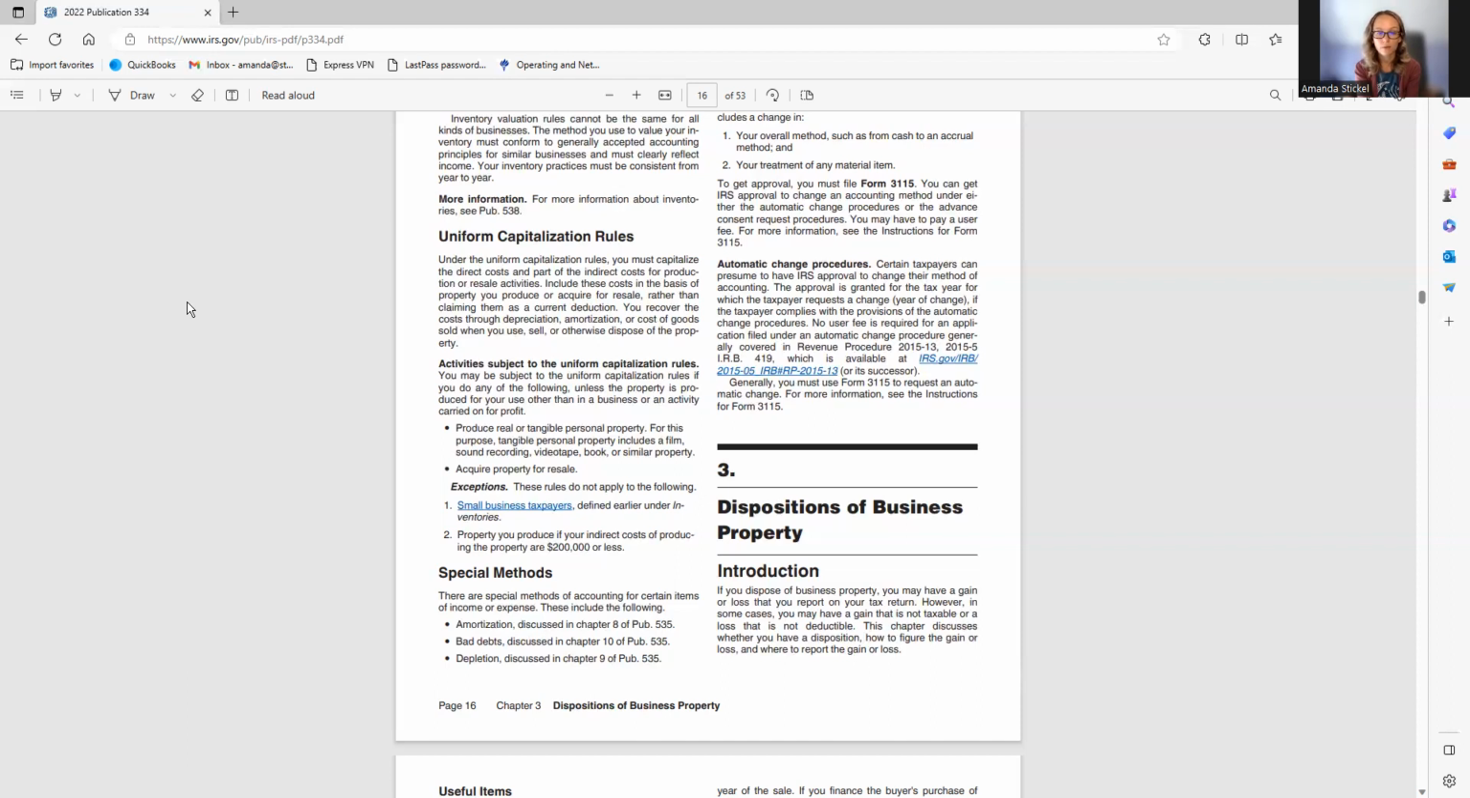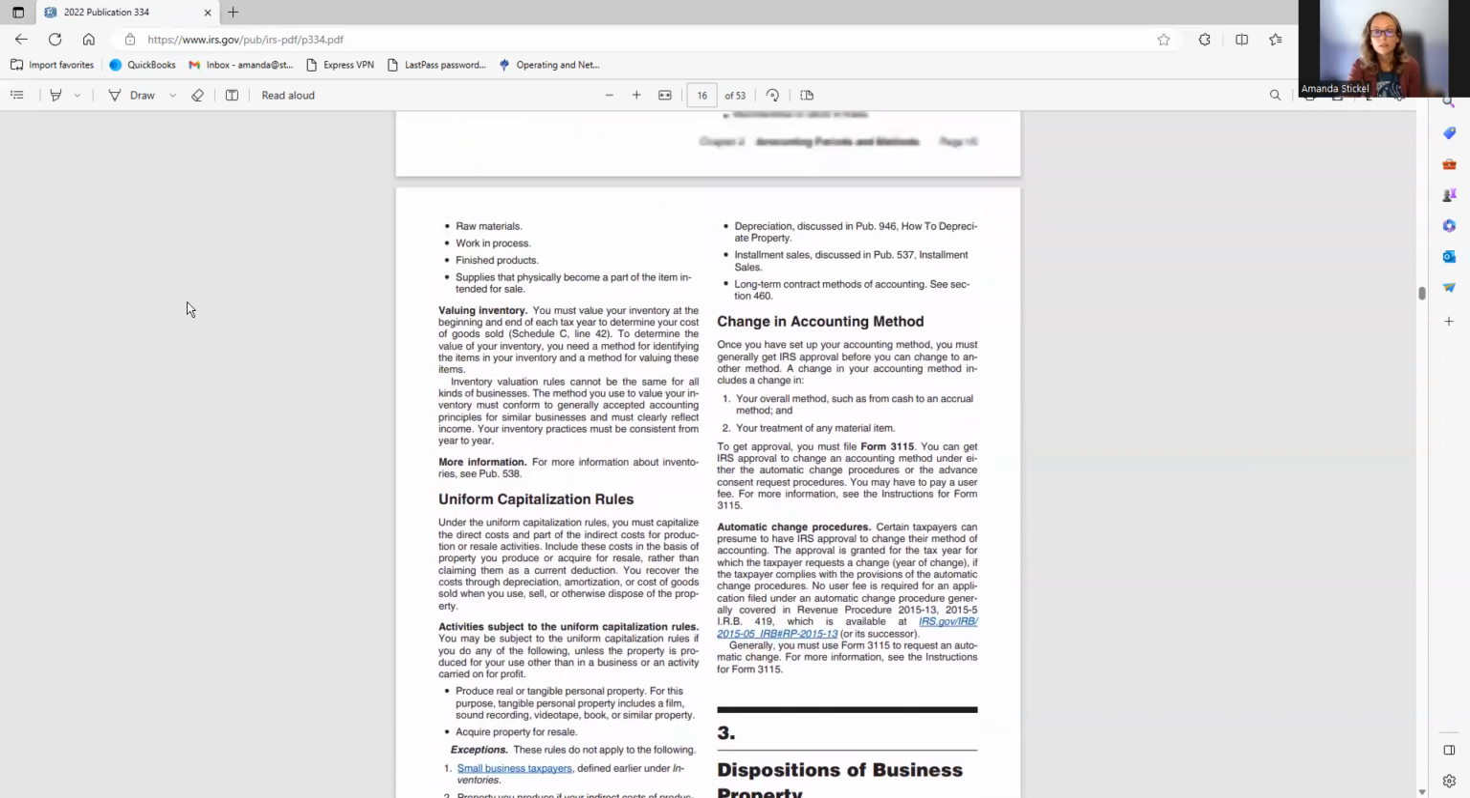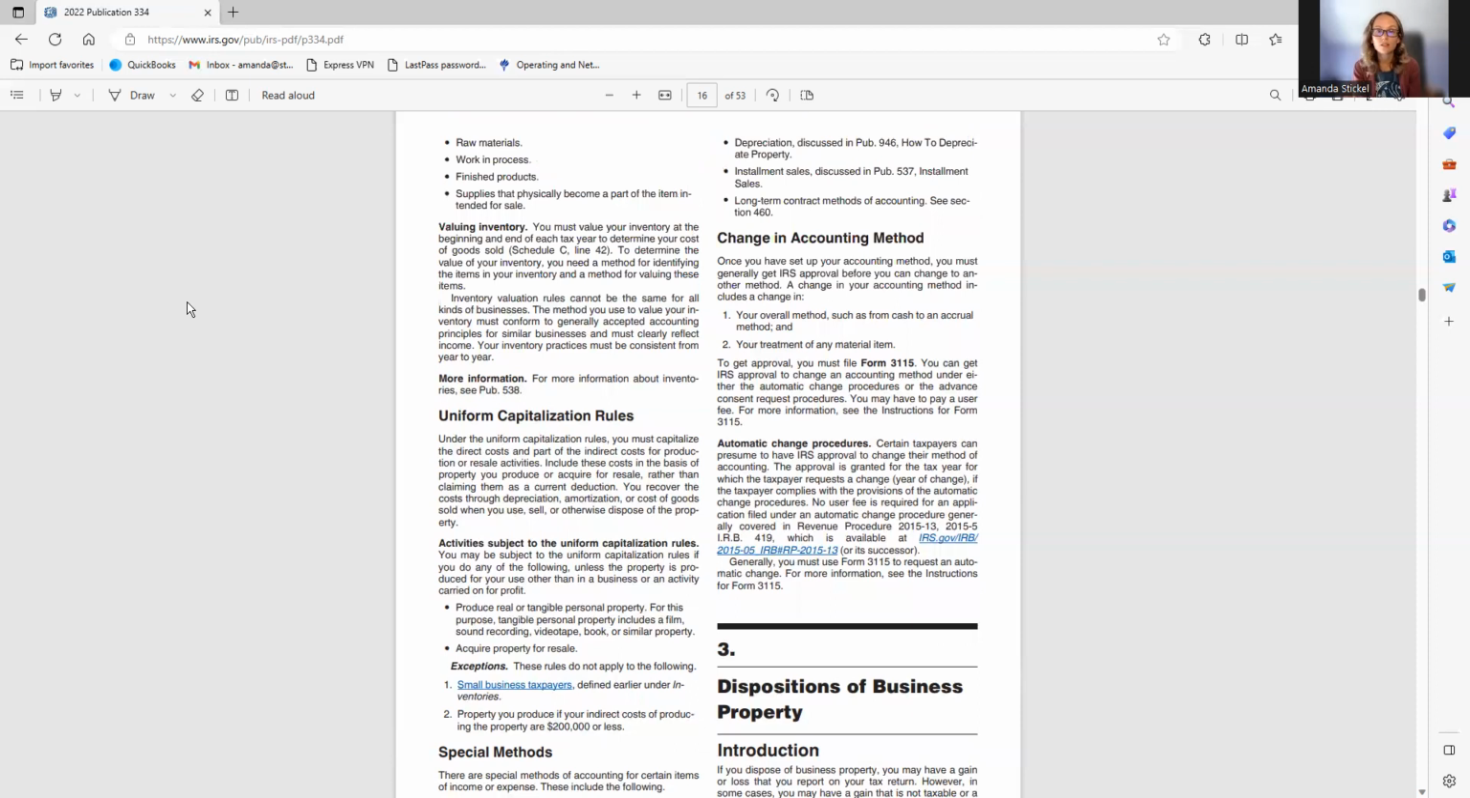Exceptions. These rules do not apply for the following: small business taxpayers, as defined earlier under inventory, so you have average gross receipts over the past 3 years of $27 million or less; and property you produce if your indirect costs of producing the property are $200,000 or less. Special methods. There are special methods of accounting for certain items of income and expenses. These include the following: amortization, which is discussed in 535, bad debts, depreciation, installment sales, and long-term contract methods of accounting.